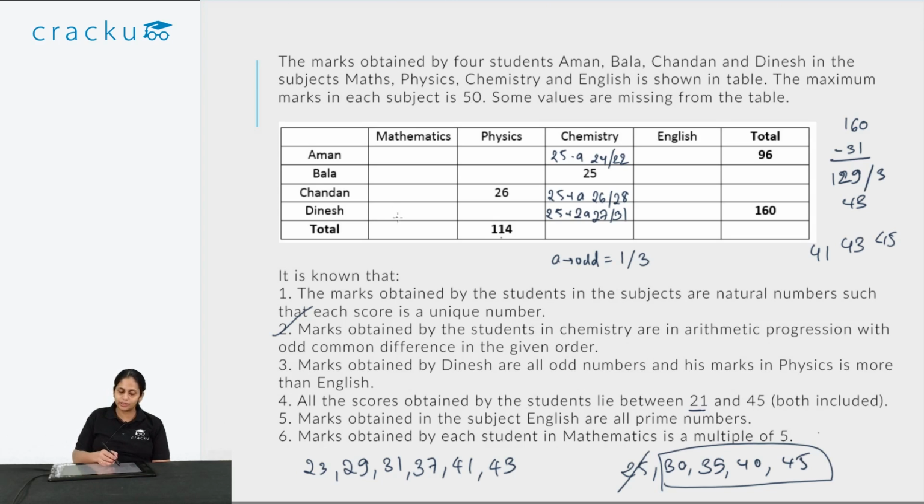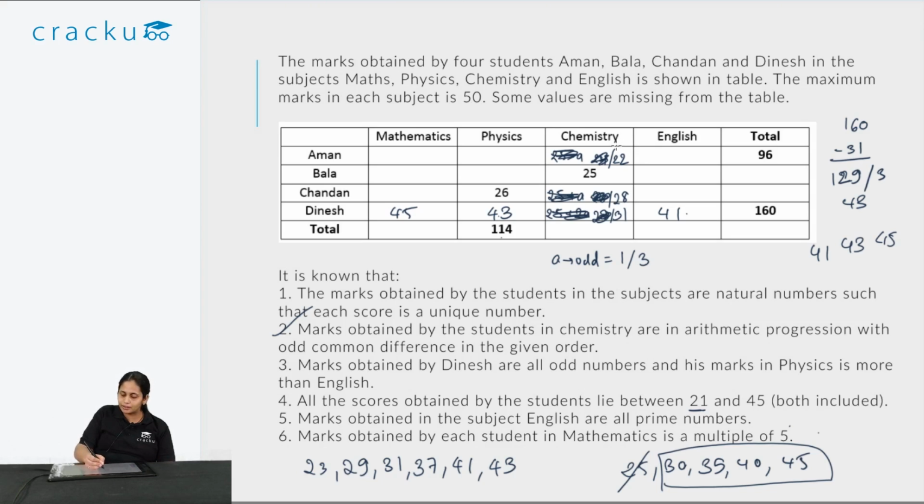So the remaining 3 values over here have to be 41, 43 and 45. Now the marks obtained in mathematics is a multiple of 5, so this has to be 45, and one of these should be 43 and the other should be 41. It is given that his marks in physics are more than in English, so this has to be 43 and this has to be 41. That is possible only when this is 31. When it's 27, it's not even possible. So we can eliminate the first case. We get the second case only as possible, which is 22, 28, 31.